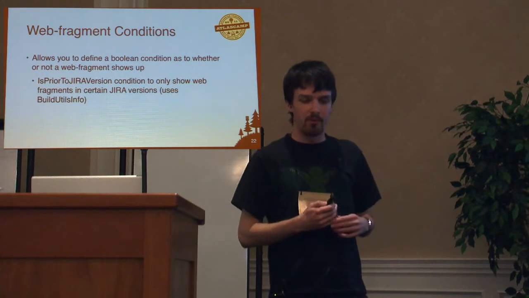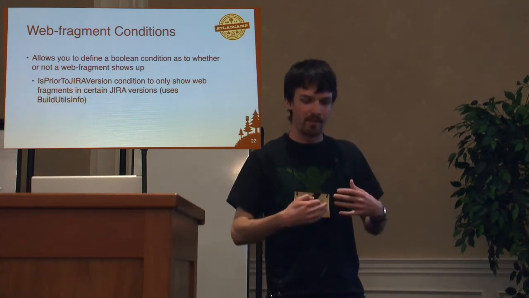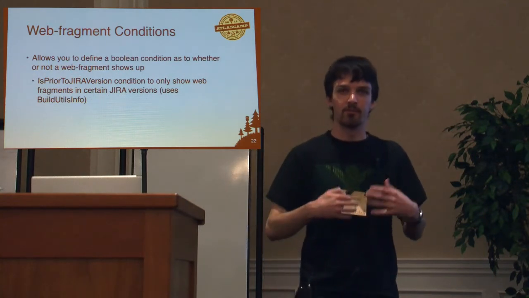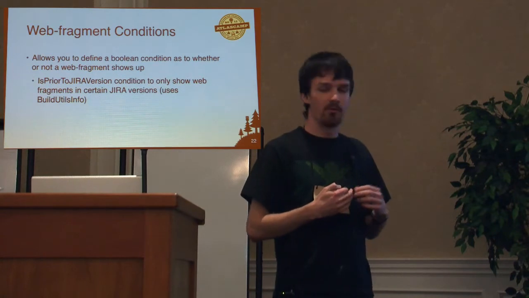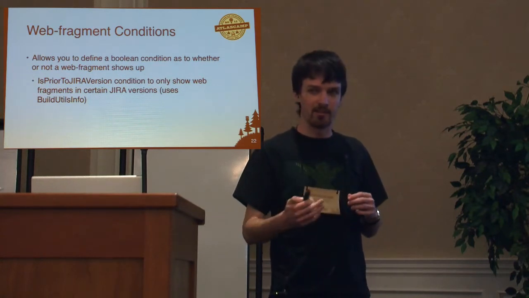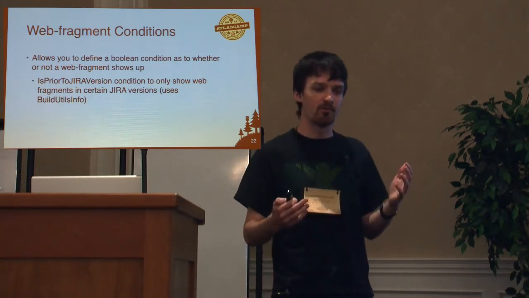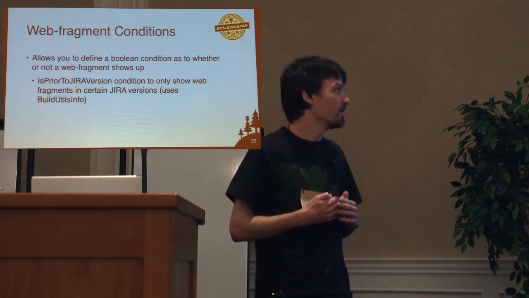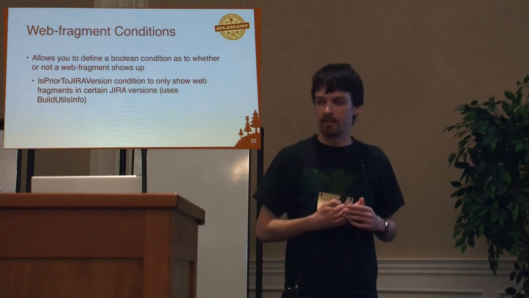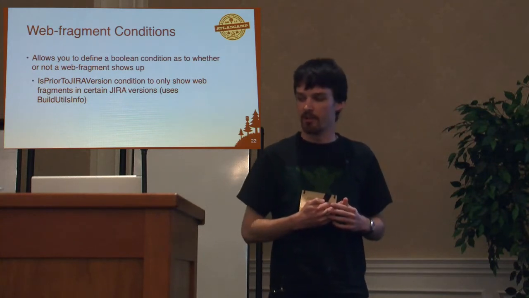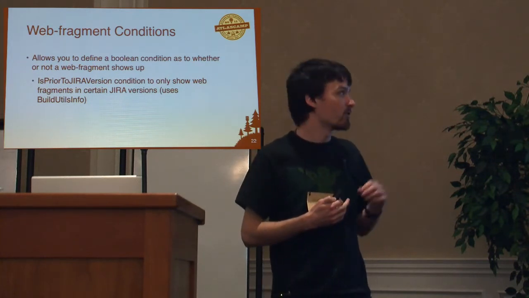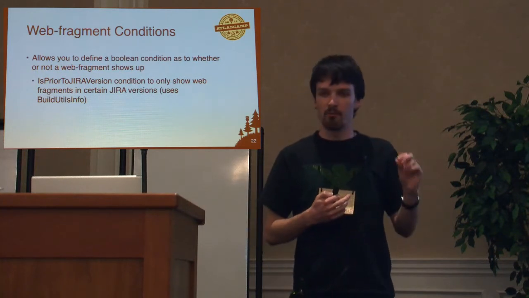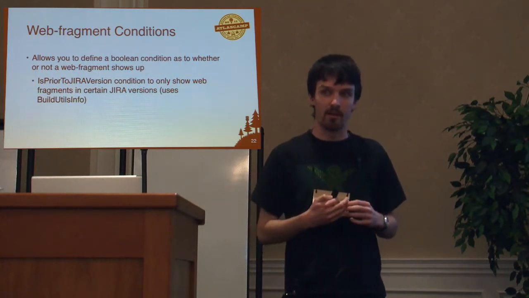So now we've got build-utils-info, and we can query the JIRA version within Java. We can now use this in addition with web-fragment conditions to be able to change where web items and web fragments show up in the UI based on the JIRA version. So there is a web-fragment condition online called is prior to JIRA version to be able to show web fragments only on certain versions of JIRA.